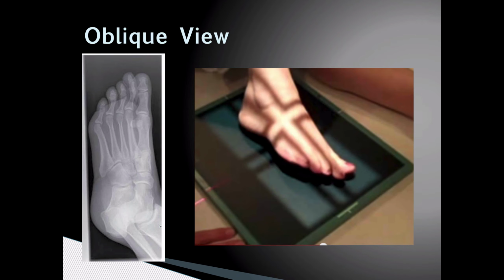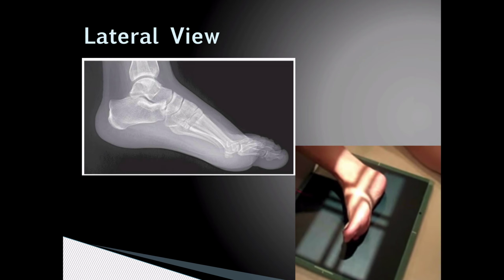Next is the oblique view, which is obtained by everting the foot 30 to 45 degrees. This view is also best for the midfoot and forefoot. It is also the best view for evaluating the tuberosity of the fifth metatarsal. The AP and oblique views alone are sufficient if you are only suspecting a phalangeal fracture. Most times you will go ahead and order the third view, which is the lateral view. This view is obtained with the foot in dorsiflexion. It is the best modality for the hindfoot as well as the soft tissues.